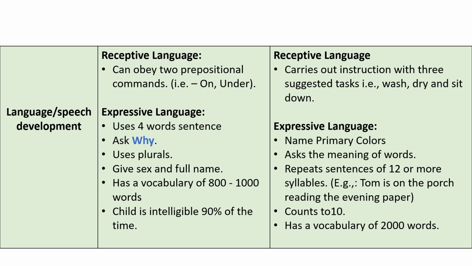And the expressive language for 5 to 6 years: they know the primary colors like red, yellow, green. They ask the meaning of words. They repeat sentences of 12 or more syllables. For example, if you tell one sentence, Tom is on the porch reading the evening paper, they will be able to repeat that sentence. They will count till 10 and have a vocabulary of 2000 words.